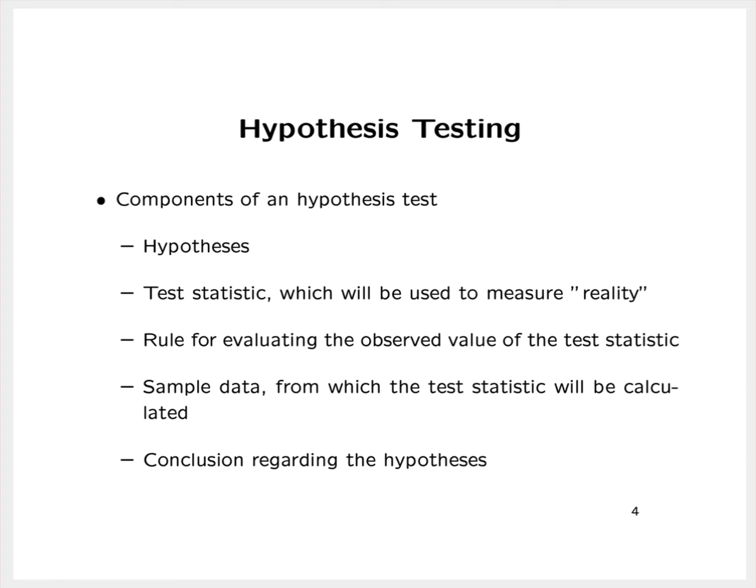Now, the components of a hypothesis test consist of the hypotheses, a test statistic, which is kind of a dipstick or a barometer that we use to measure reality, a rule for evaluating the observed value of the test statistic, sample data from which the test statistic will be calculated, and then the conclusion or conclusions regarding the hypotheses.